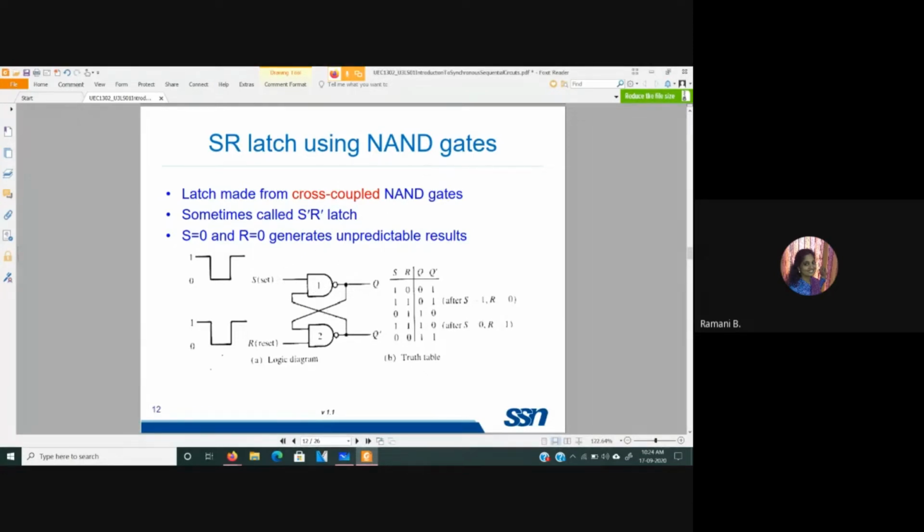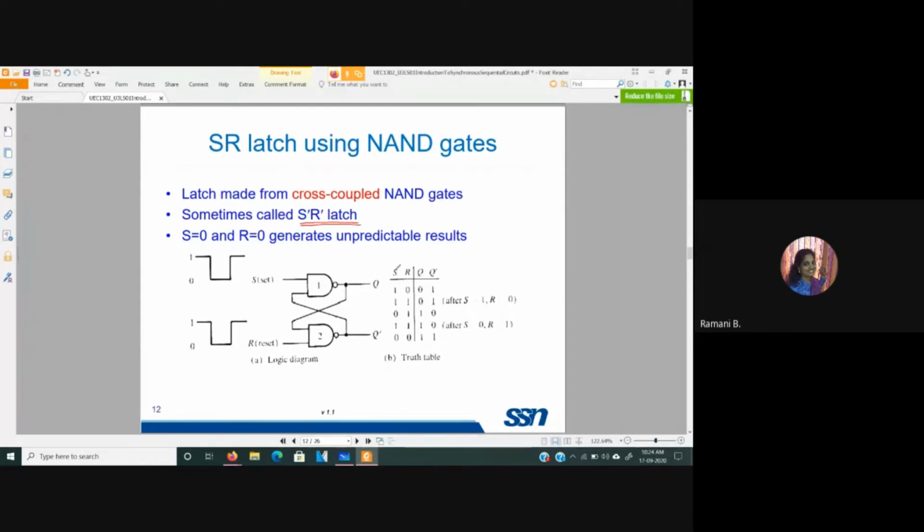So here this NAND gate usually performs the reverse operation with respect to NOR gate. So we often call this as S bar R bar latch. Instead of mentioning it straight away as SR latch, we sometimes mention it as S bar R bar. It is not mandatory that you always mention S bar R bar for construction using NAND gate. Sometimes we will use simply SR latch itself.